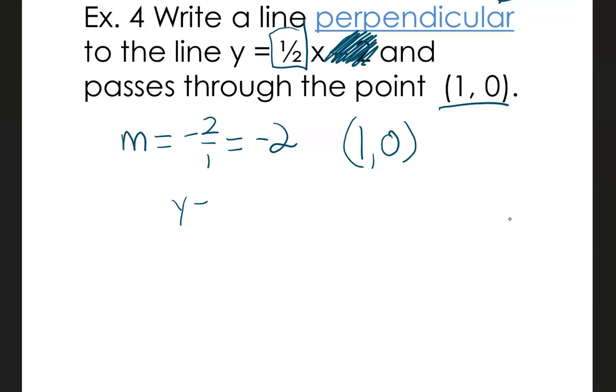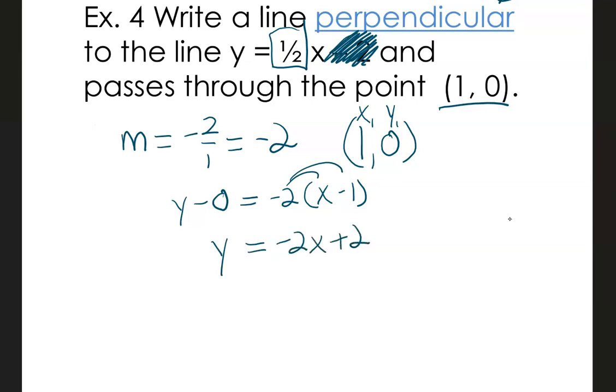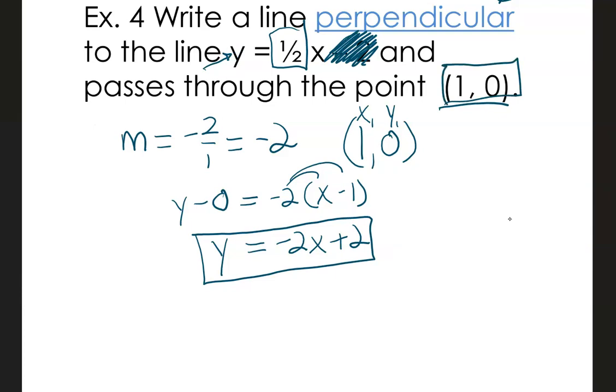So we take y minus y1, which in this case is 0, is equal to the slope, -2, parentheses x minus x1, which for this problem is 1. And then we simplify from there. y minus 0 is y. And then we distribute that -2, so we get -2x plus 2. So this is an equation of a line that is perpendicular to the original line we were given and goes through the point (1, 0).